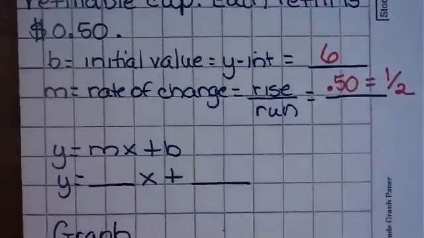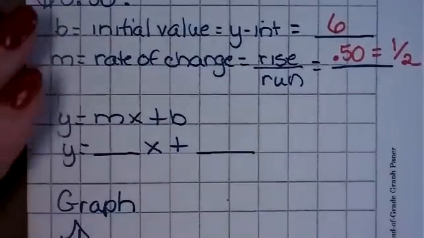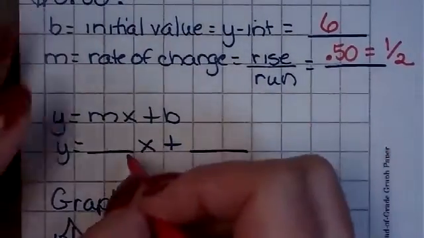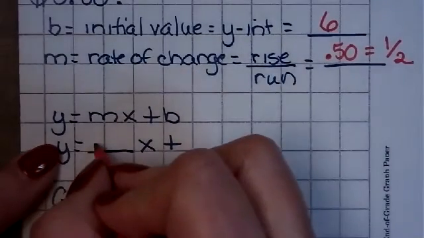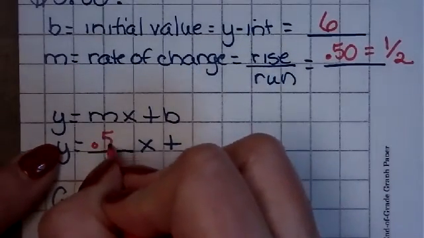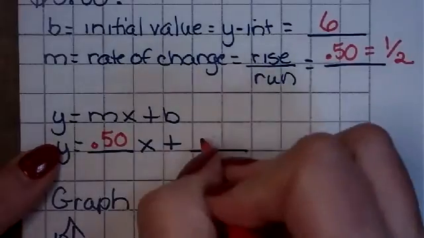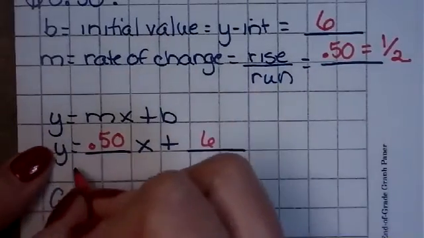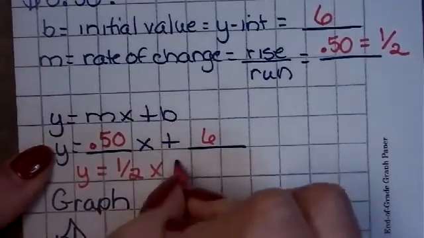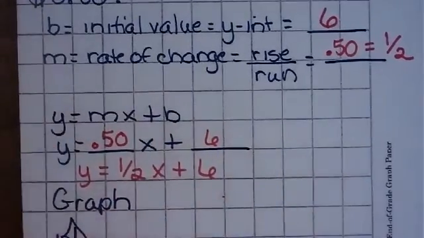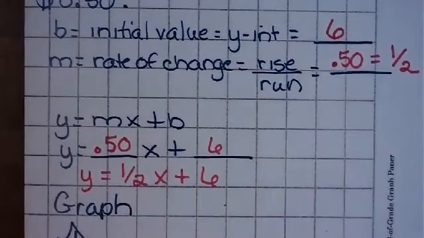All right, so let's go right here. When we go to write our equation, well, we got a couple of options. I can use the 50 cents x plus 6, or I could use 1/2 x plus 6. It doesn't matter. I like the 1/2 only because I'm going to graph it. If I wasn't going to graph it, I probably wouldn't even deal with the 1/2.